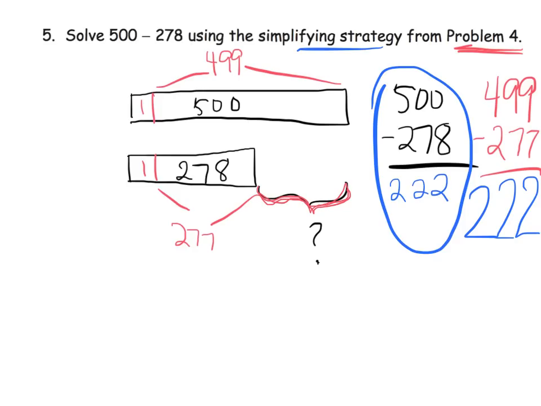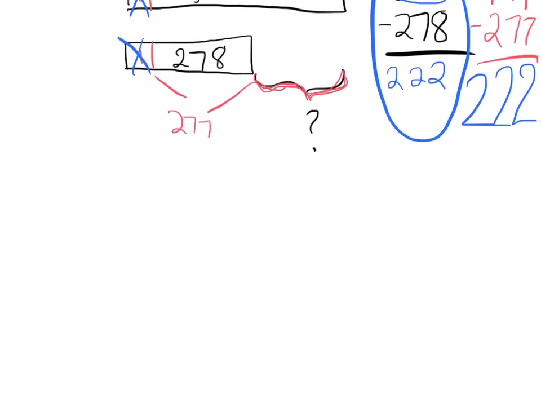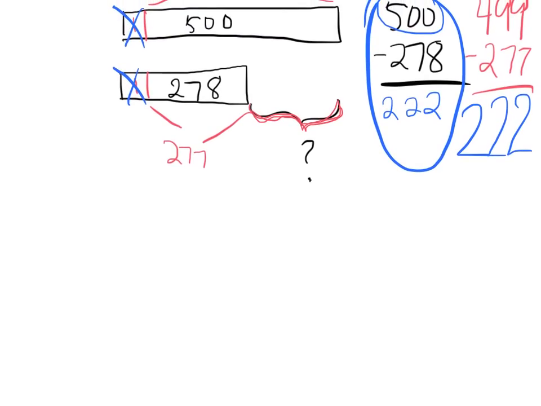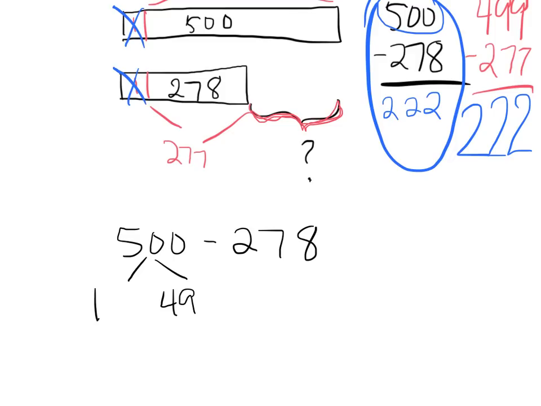It's where you don't want to have to do all this regrouping because of the 500. So you take your tape diagram and you chop off one from each of them, and now you have a slightly simpler problem. Another way to think of this is not at all how Eureka Math or Engage does it, but you could think of it like this: 500 minus 278, and you can use decomposition to change 500 to 1 plus 499.